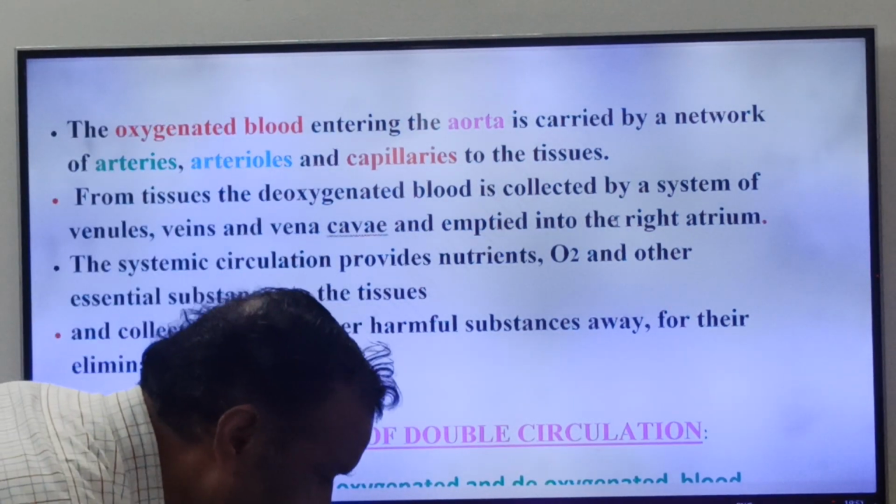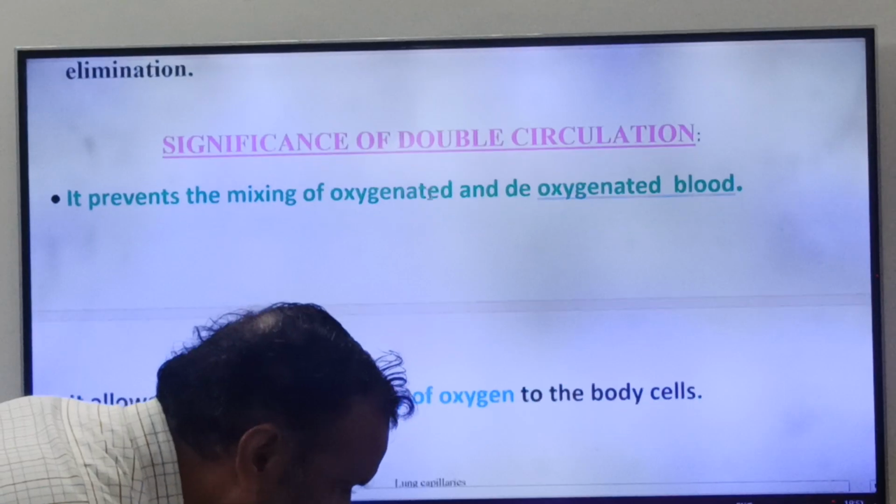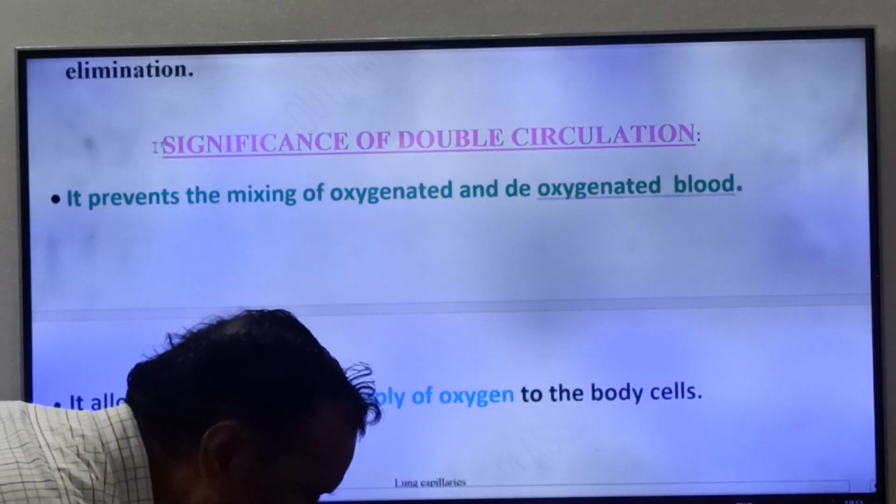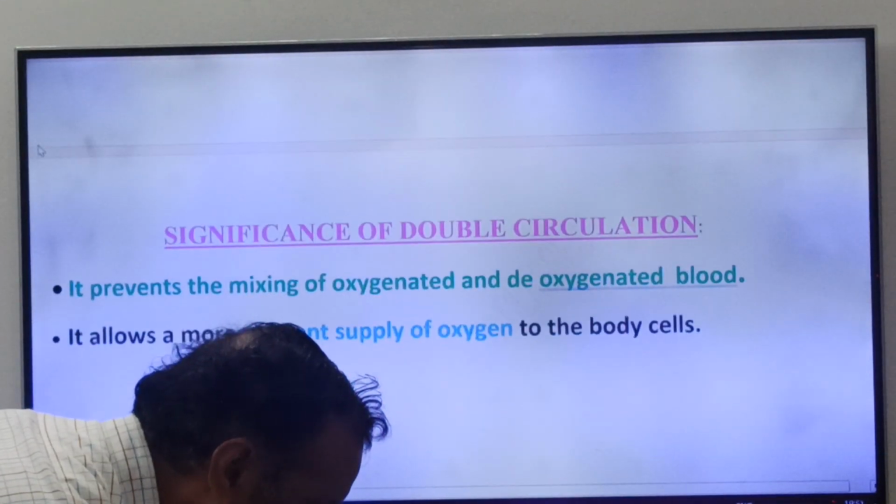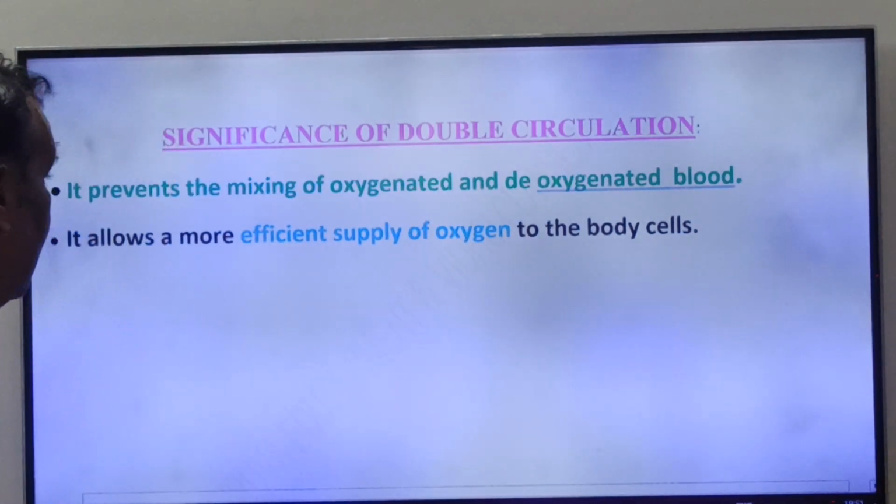What is the significance of the double circulation? Friends, the significance of double circulation.